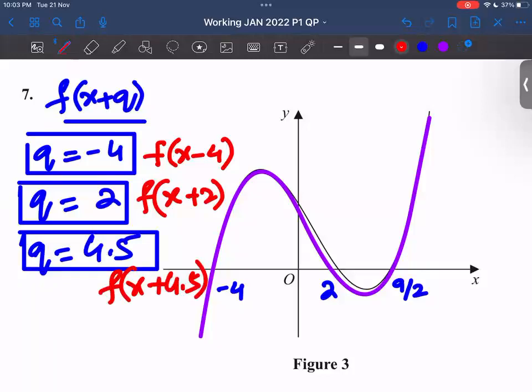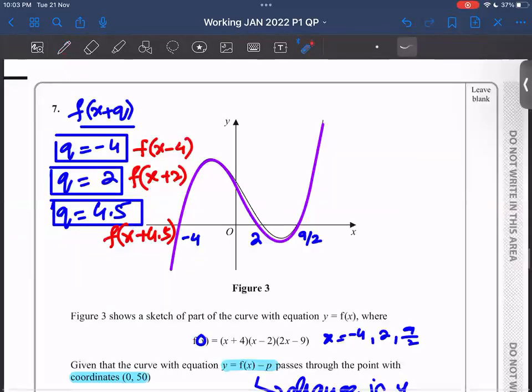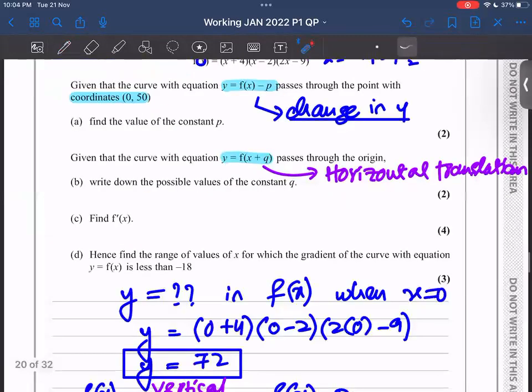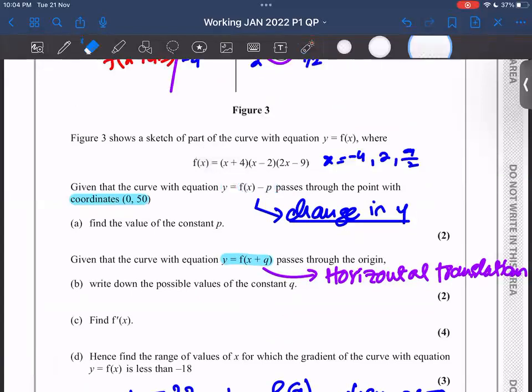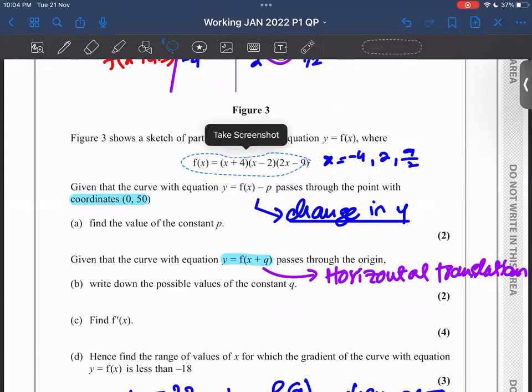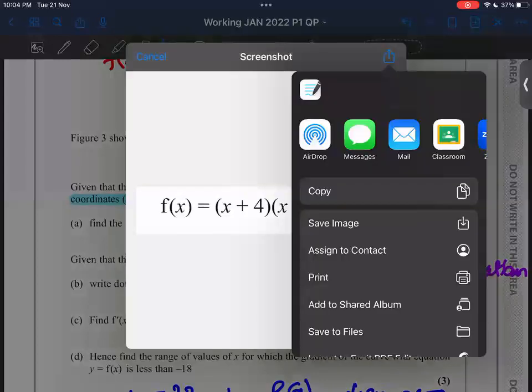Now you remember this. If it is x plus something, it means you are moving left side. X plus something, you are moving left side. X minus something, it means you are moving right side. So the values of q equal to -4, 2, and 4.5 are the possible values of q in this question. They are saying, what is the value of f dash x? So in order to find f dash x, we need to multiply these values. Let's just copy it down and multiply these values first.